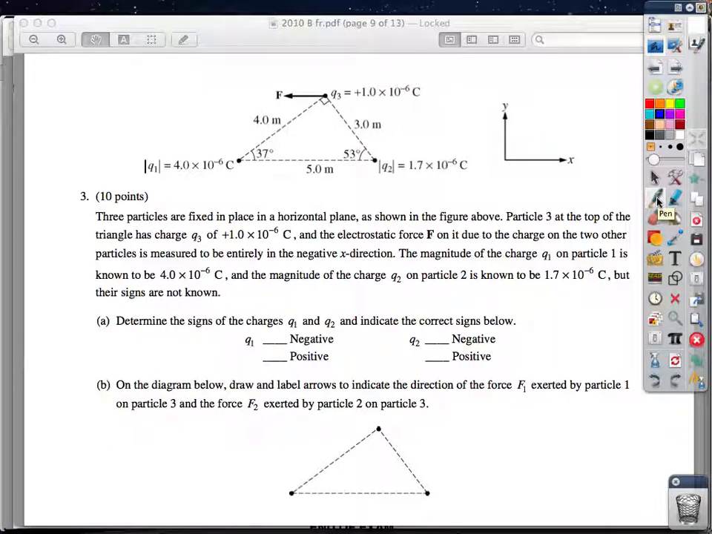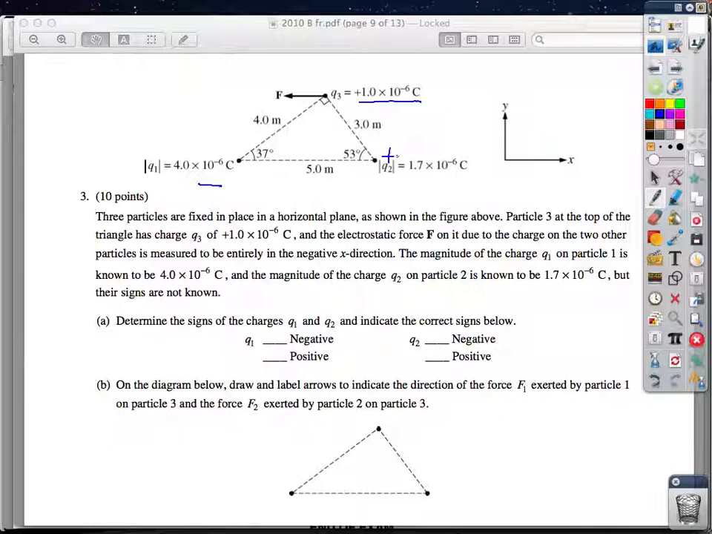So for number 3, these particles are there. Electrostatic force F in the charge, 2 others, the magnitude. Determine the signs of the charges Q1 and Q2, indicate the correct signs below. So if there is a net charge, this right here is positive. If there's a net that way, then I'm guessing this needs to be negative and this needs to be positive.